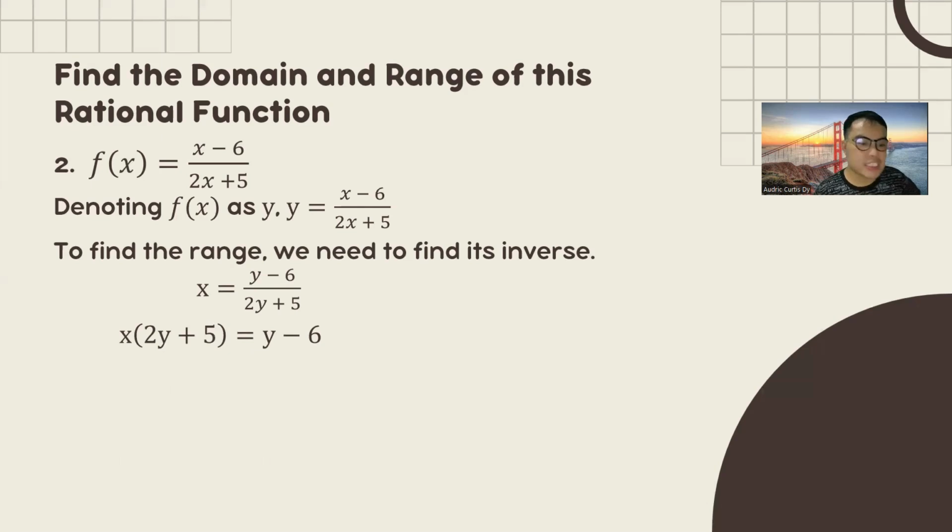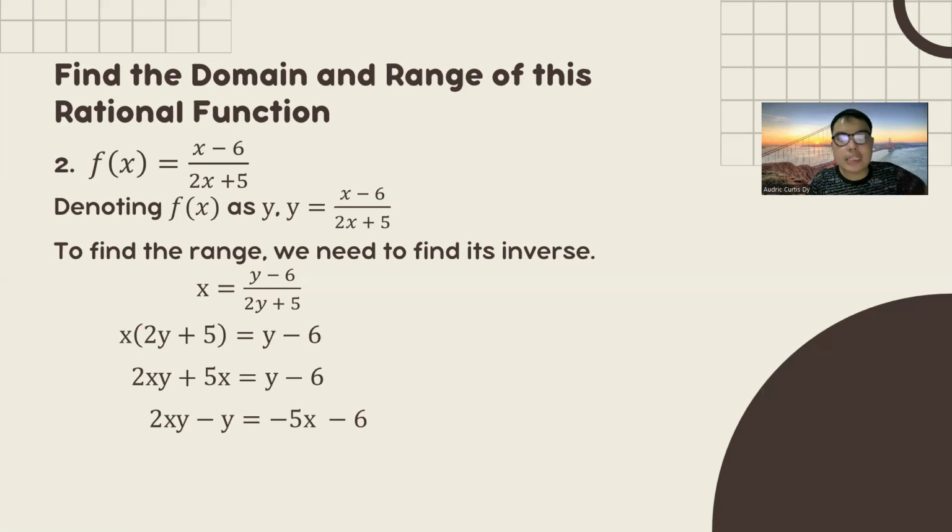As we see, x times 2y plus 5 as a group equals y minus 6. Then using the distributive property, 2xy plus 5x equals y minus 6. Solving for y, we're going to group all the y's at the left side. So y is transposed to the left side; positive y becomes minus y. The left side is 2xy minus y.